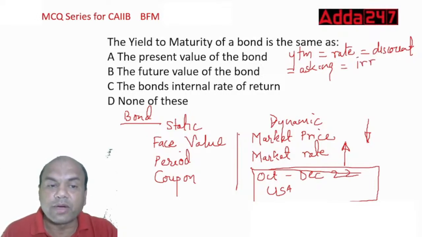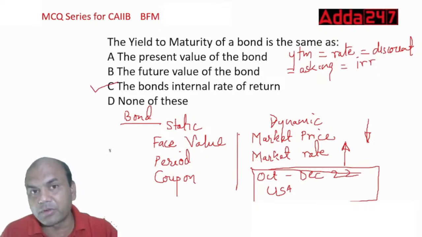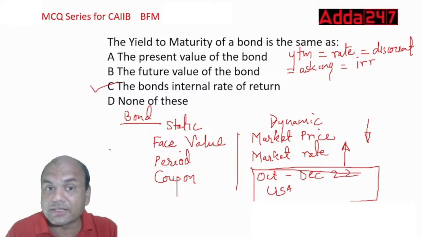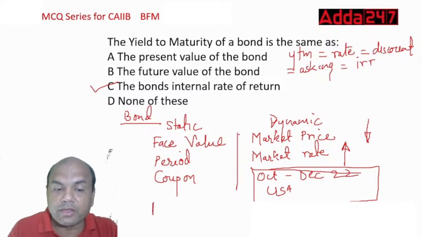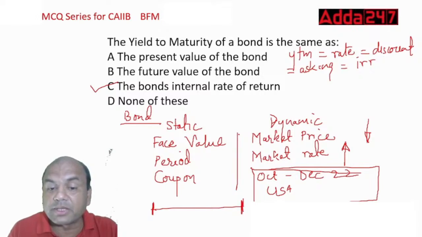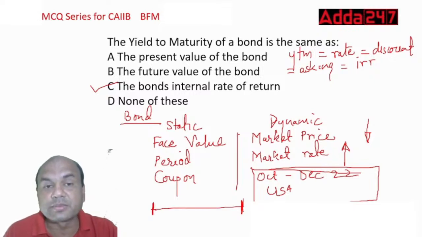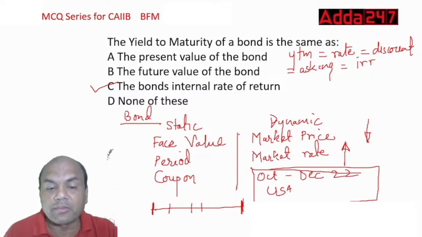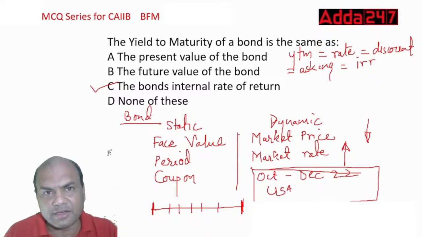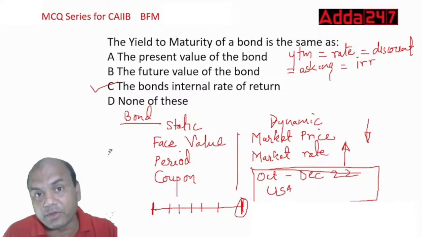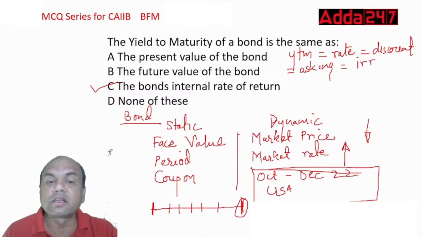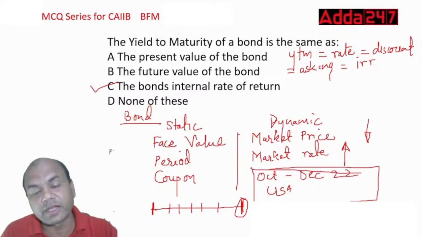So what is YTM? YTM means when I buy any bond and keep it up to the maturity. Suppose I buy this bond today and keep it up to the maturity. Maturity means I'm not selling that bond till the end. So what will I get in this? Every year, or every 6 months, whatever is decided, I'll be getting the coupon, a fixed rate of interest, and in the end I'll be getting the complete face value also. This is known as the bond's internal rate of return, or YTM.